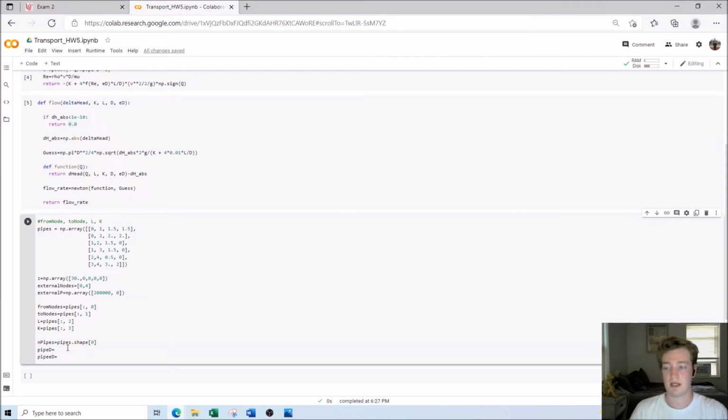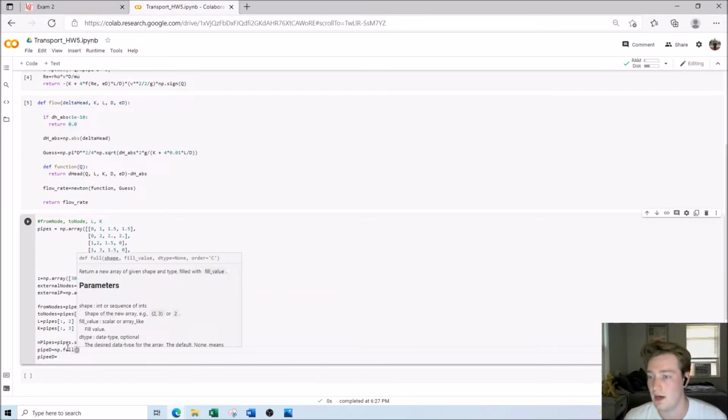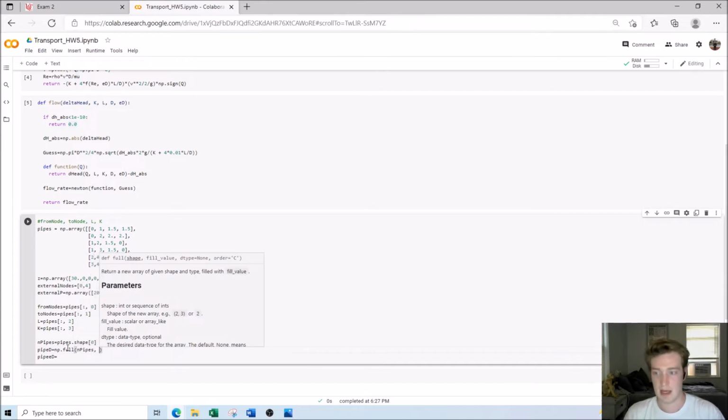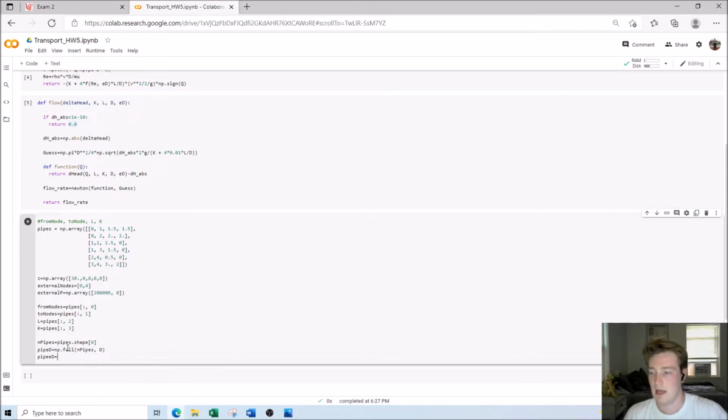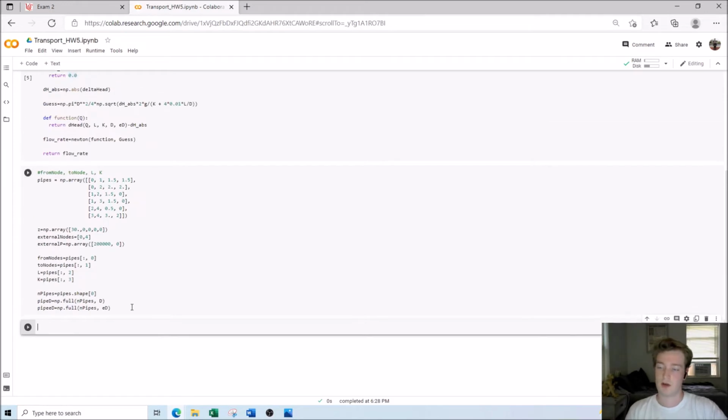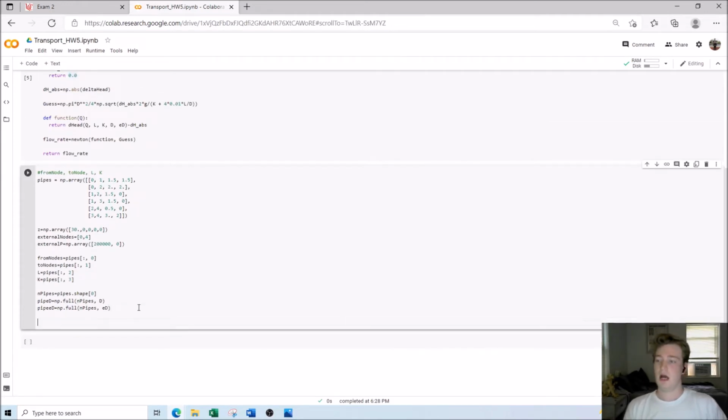So we can use np.full to make a list of all just 0.1 meters. So np.full. What is the shape? The shape is the same number of pipes that we have, so n pipes, and our fill value is diameter, just like that. And let's do the same thing for our relative roughness. Control C, Control V, and instead of the diameter, it's the relative roughness. Beautiful. Shift Enter. Does it work? It works. Awesome.